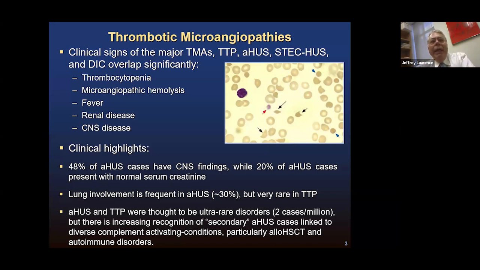Just a couple of general clinical highlights, however. About half of all atypical HUS cases have prominent CNS findings, and 20% of cases of HUS present with normal serum creatinines, even though they have the word uremic in their title. If you bother looking at the sediment, if you bother measuring new proteinuria, new hematuria, or new changes in blood pressure, you may find them, but 1 out of 5 times, if you're just looking for change in creatinine, you may not see it.